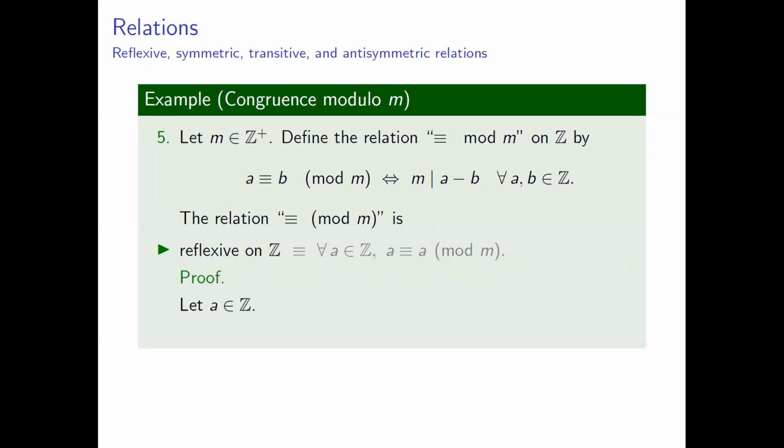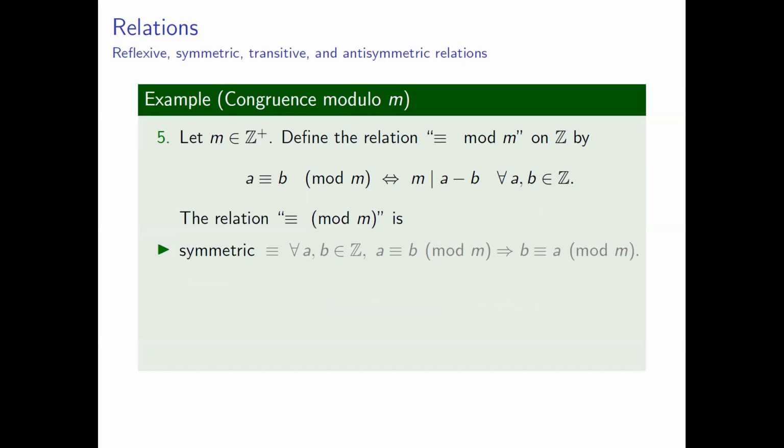The relation congruence modulo M is reflexive on the set of integers. Indeed, let A be an arbitrary integer. Then A minus A equals 0, which is equal to 0 times M. So M divides A minus A. Therefore, A is congruent to itself modulo M.